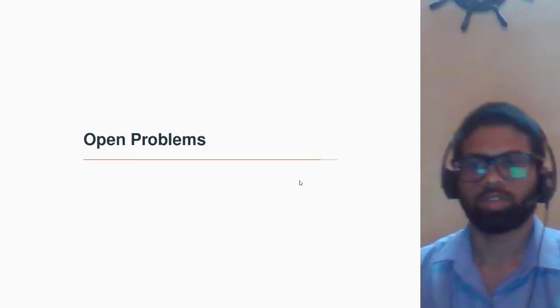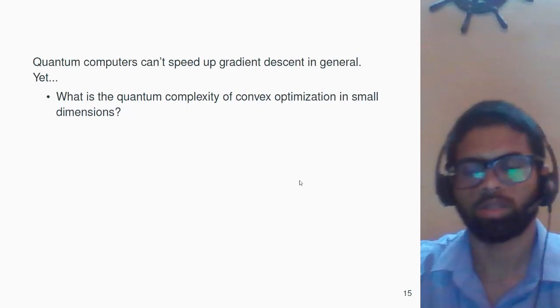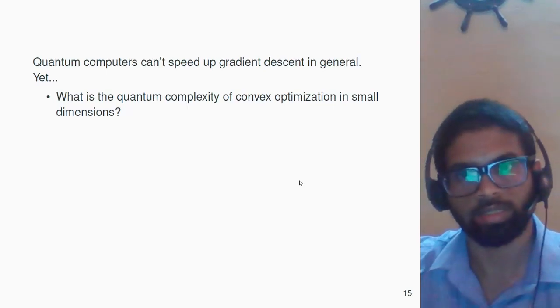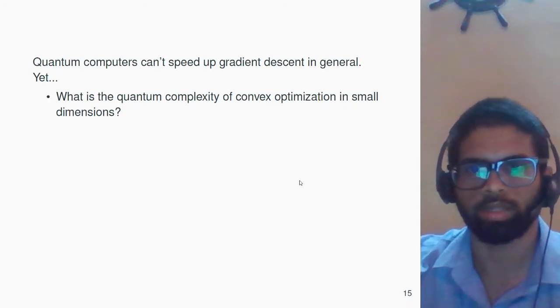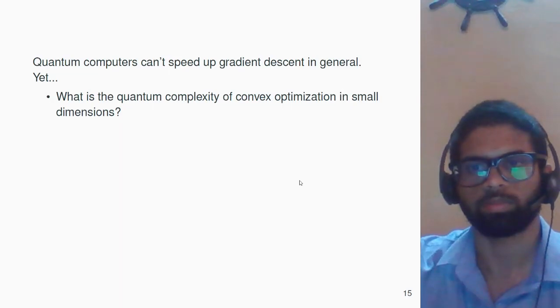So what does this leave as open questions? Well, the main one is: what is the quantum complexity of convex optimization in small dimensions? It's still open whether, for n smaller than 1 by epsilon to the 4, there is a quadratic speedup.